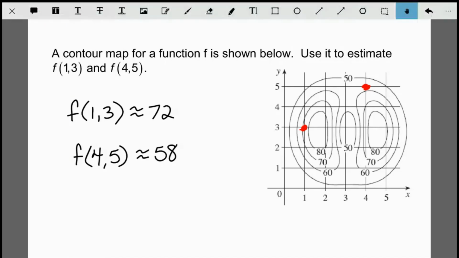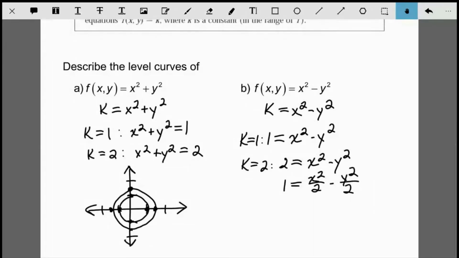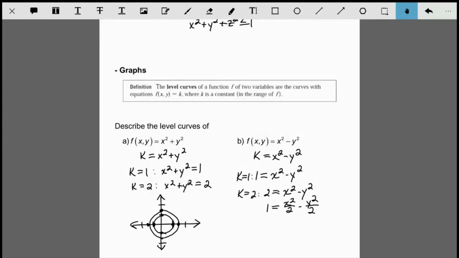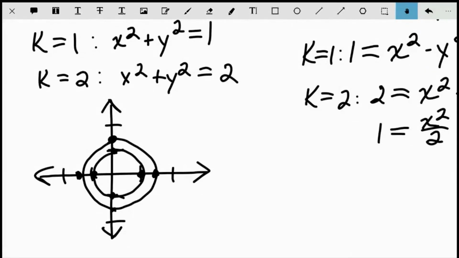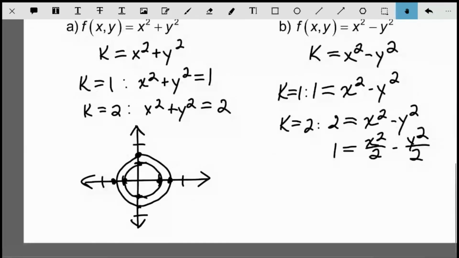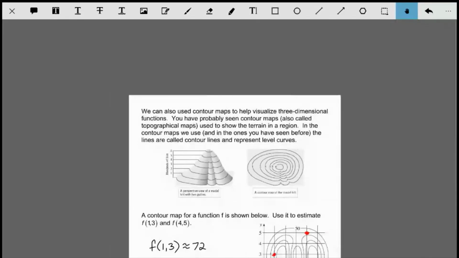So we can get a pretty good feel for what the z value is based on those contours, as long as we know what each contour is representing. That's why when I created my contour map over here, I labeled k equal to 1, k equal to 2, and so on, because those are my different z values. If I really wanted to be specific, I could label each concentric circle, k equals 1, k equals 2, and then I know this is what happens when the z-value is 1, the z-value is 2, and so on.